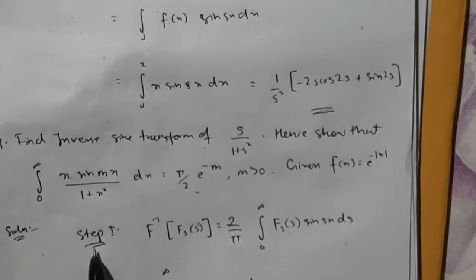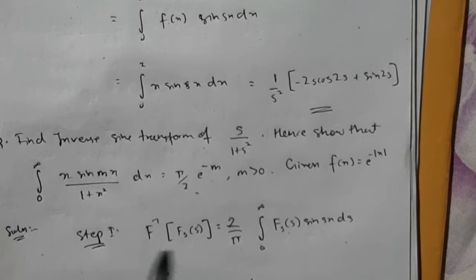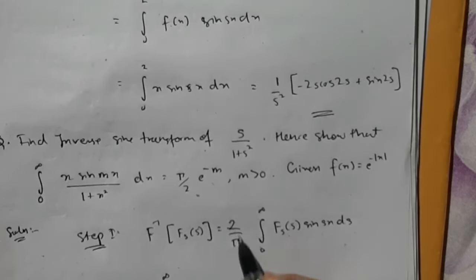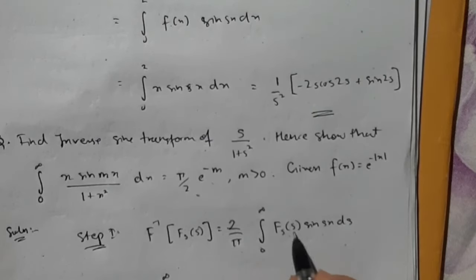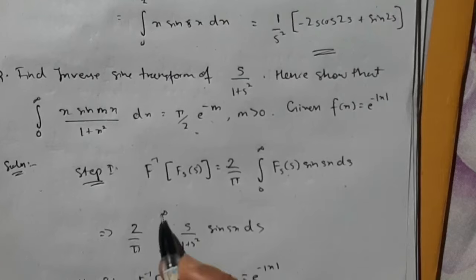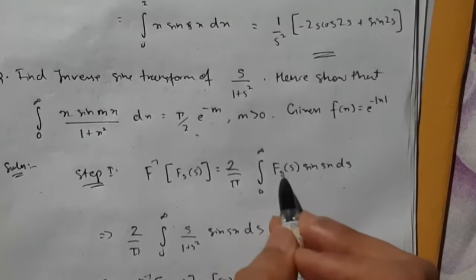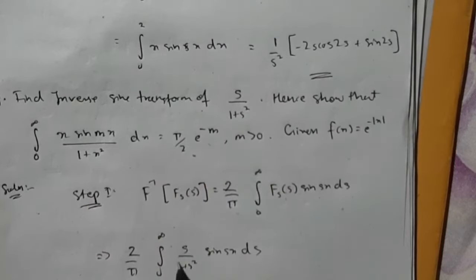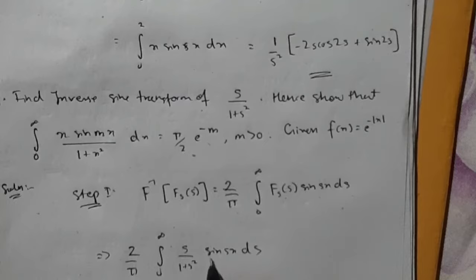Now step 1, what you need to do, write the inverse formula for each question. First step is to write the formula. This one is 2 by pi 0 to infinity f of s sine sx ds, and then you will have 2 by pi 0 to infinity, this one. What is f of s? This is what inverse we have to find, that thing you have to write here. Fs of s is equal to s by 1 plus s square sine sx ds.